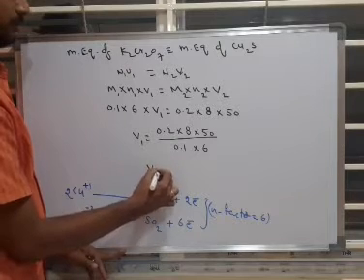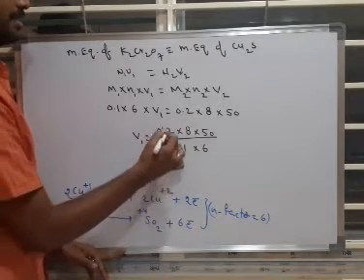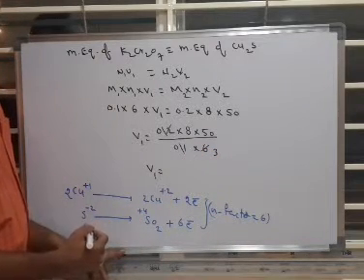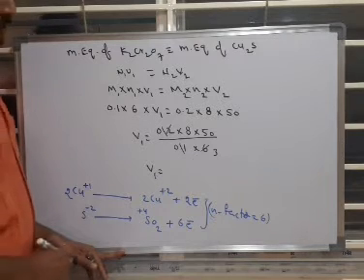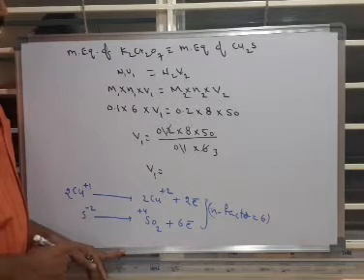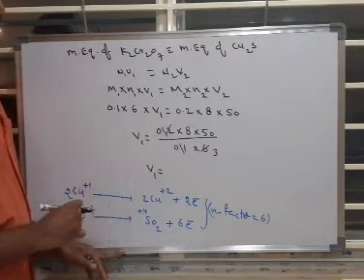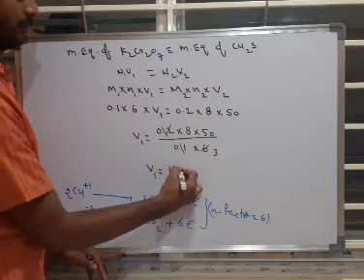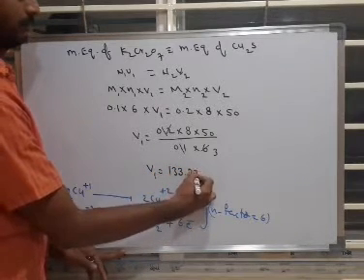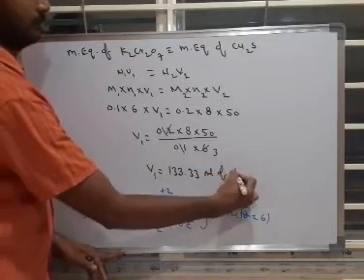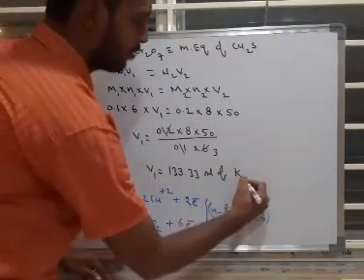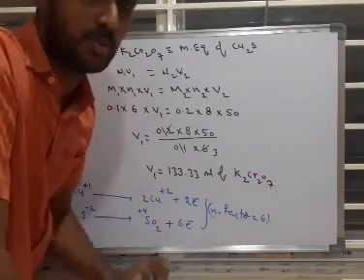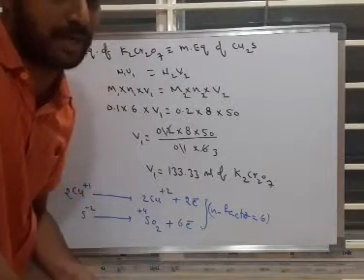So here, the 0.1 gets cancelled. Finally we get nearly 133, approximately 133.33. So 133 milliliters of potassium dichromate is required to oxidize the total amount of cuprous sulfide. Okay.